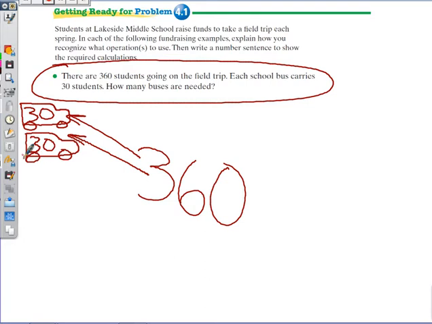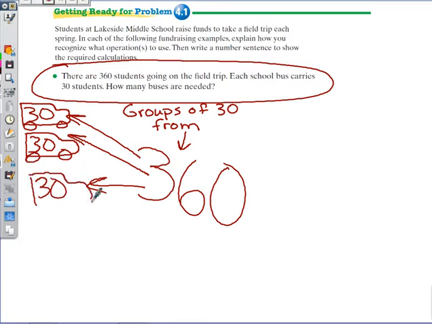What am I doing? I'm taking groups of 30 from my 360. So I'm finding how many groups of 30 are in 360. And I would keep doing that until what? Until all the kids are on buses, right? We don't want to leave any at the school. They'll be mad. Their parents will come and yell at us and say, why did my kid not go on the field trip? And we just say, well, they didn't get on a bus. So anyway, I don't want to draw these buses.